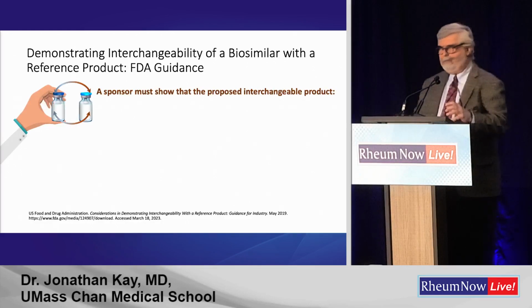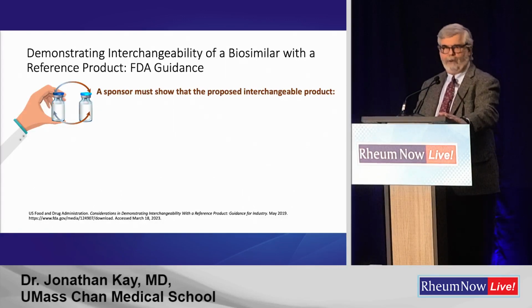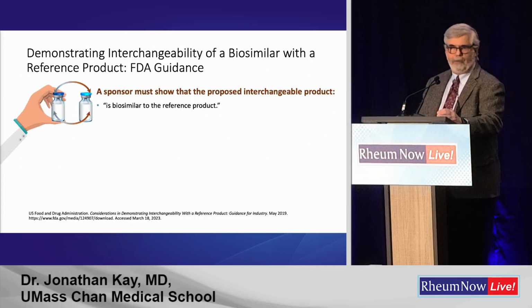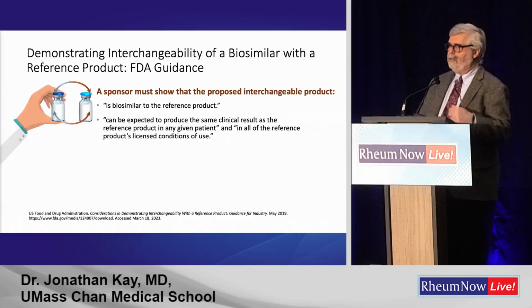The United States Congress put together this designation of interchangeability as part of the Affordable Care Act in 2010, but it wasn't until 2017 that the FDA came up with draft guidance for how to achieve this designation of interchangeability. And to do that, a sponsor must show that the proposed interchangeable product first is biosimilar to the reference product. So it first has to be approved as a biosimilar, and then that it can be expected to produce the same clinical result as the reference product in any given patient and in all of the reference product's licensed conditions of use.